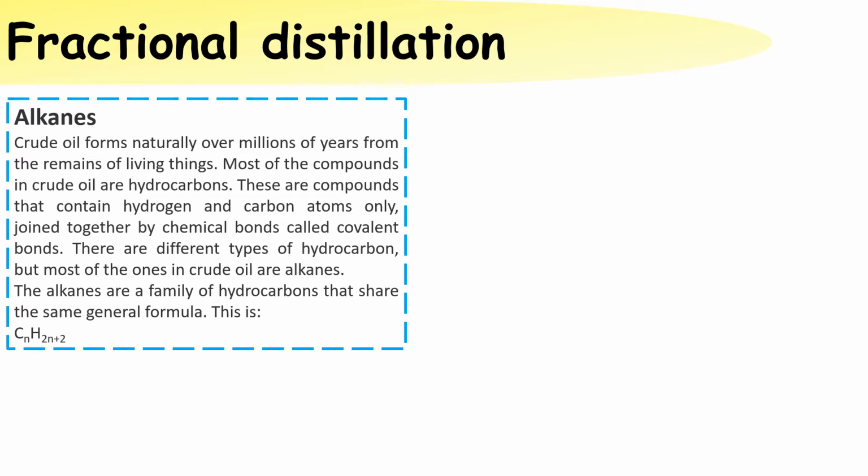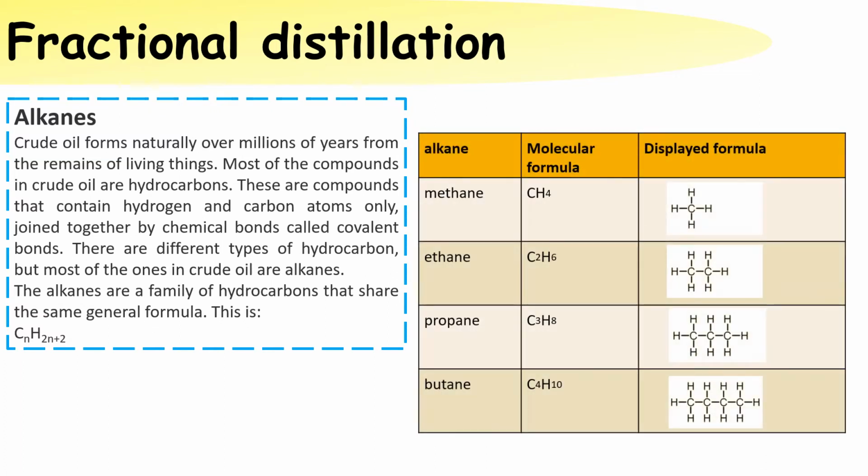Now, alkanes are a family of hydrocarbons that share the same general formula, which is CnH2n plus 2. The smallest hydrocarbon is methane, only containing one carbon atom.